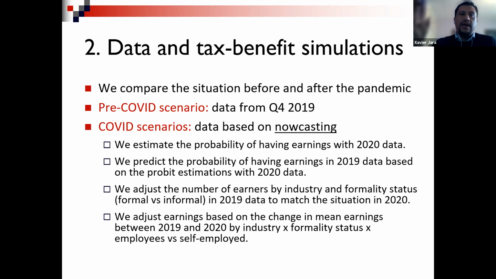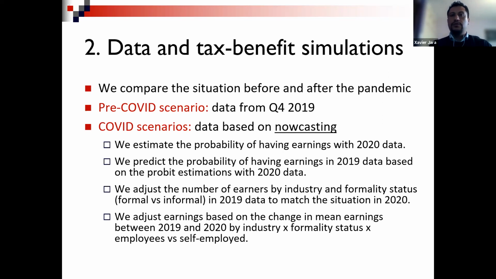And once we have this predicted probability, we adjust the number of earners by industry and formality status. So this is formal versus informal workers in the 2019 data compared to the 2020 data. So for example, if in the agriculture sector, we see that the number of earners has decreased from let's say 2 million workers to 1 million workers, then we will select the people in that industry with the highest probability of being earners, and we will keep only the first million in 2019 with the highest probability.